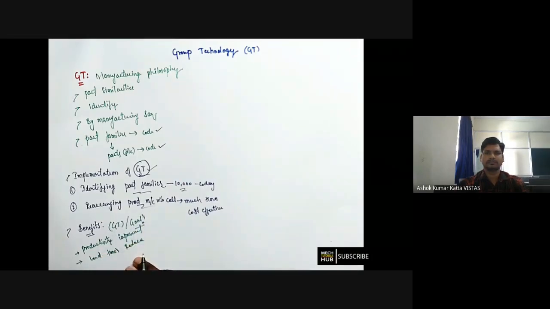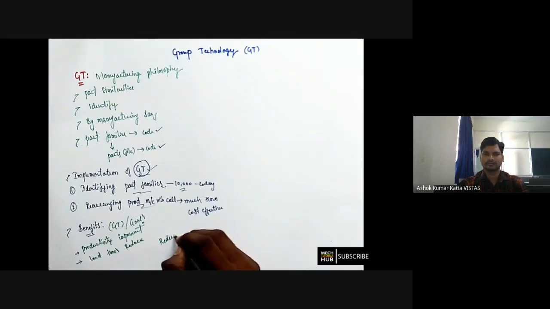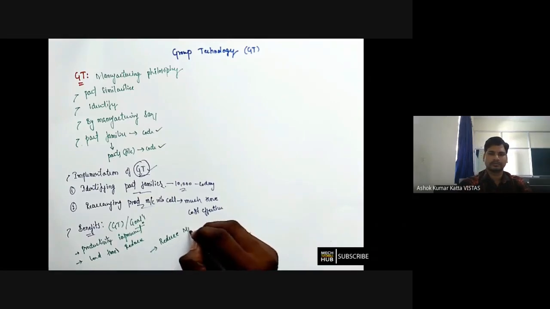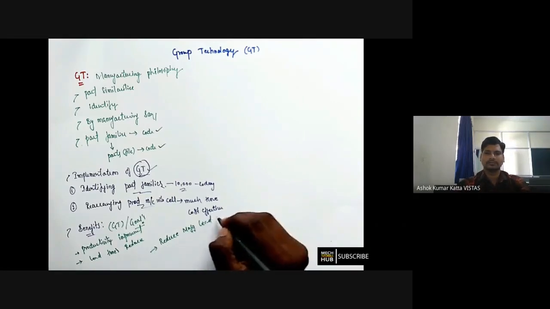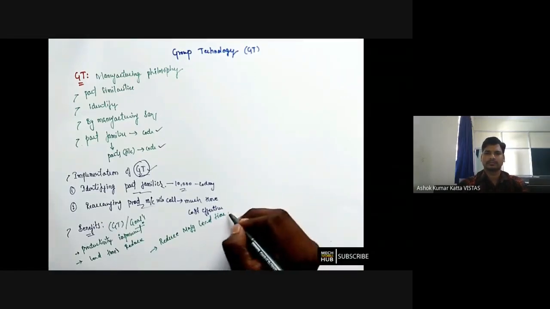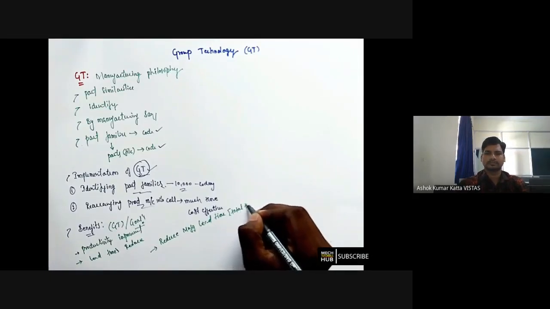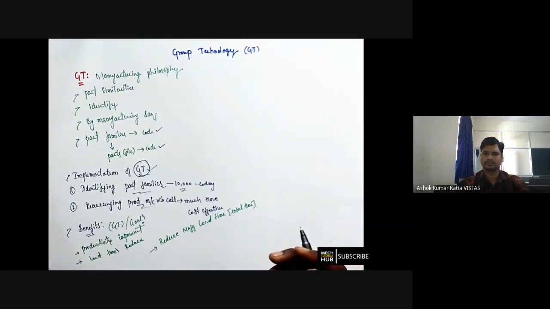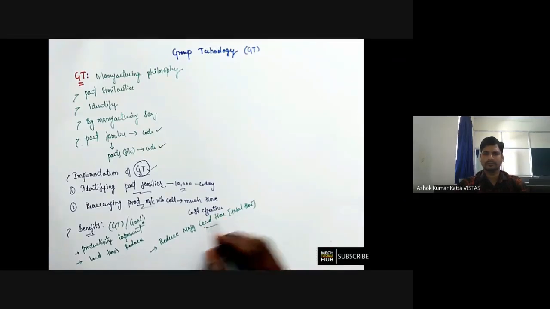Productivity improvement, lead time improvement. Reduce manufacturing lead time, nothing but total time, can easily be reduced by using group technology, so that we can dispatch the required product to the customer. And work in process, we need to reduce work in process also.